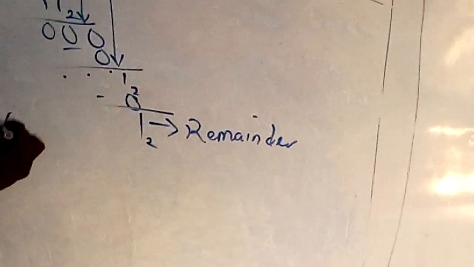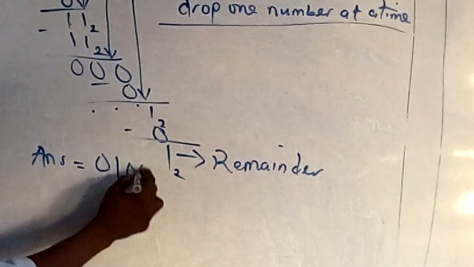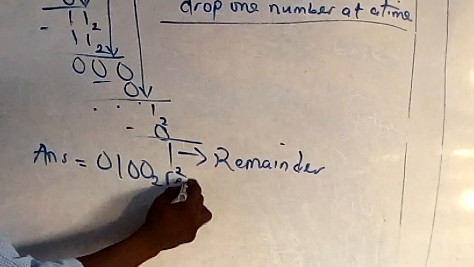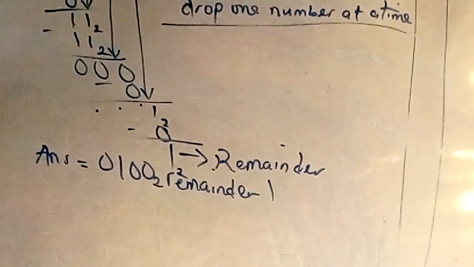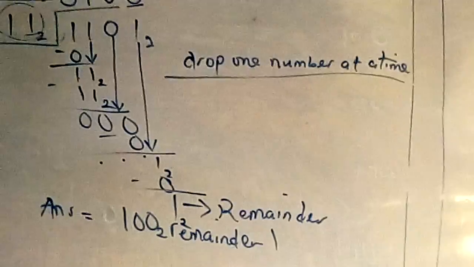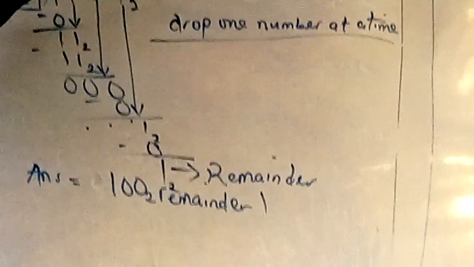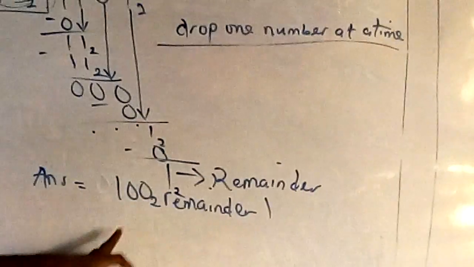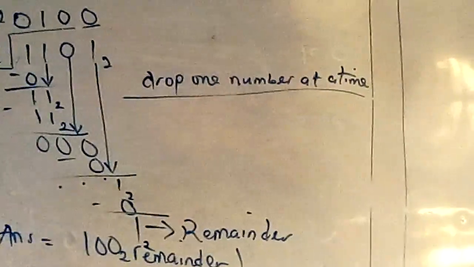Now my final answer here will be what? 0, 1, 0, 0 base 2, remainder what? Remainder 1. So the 0 here behind it is not really significant. That means anytime we divide 1, 1, 0, 1 in base 2 by 1, 1, it will give us 1, 0, 0, remainder 1. I hope that's simple and short.